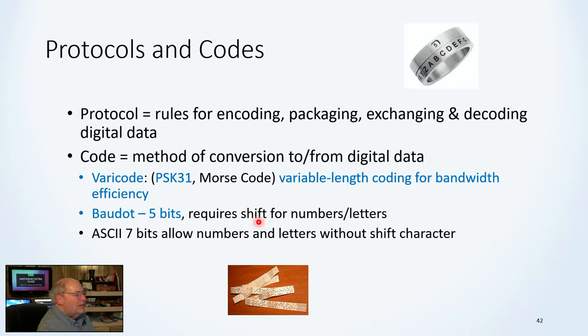We're going to use a shift character so that we can move between numbers and letters. We'll show you that coming up. And then there's ASCII. Normally 7 bits allow numbers and letters without the shift character. 2 to the 7th power is 128, so obviously you can get uppercase, lowercase, numbers and some other goodies in there. We'll expand on that as well. So these are just different methods of converting to and from digital data with some things that we use in ham radio.